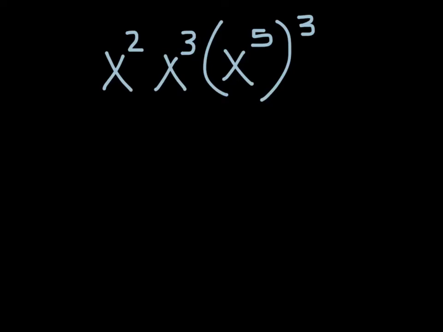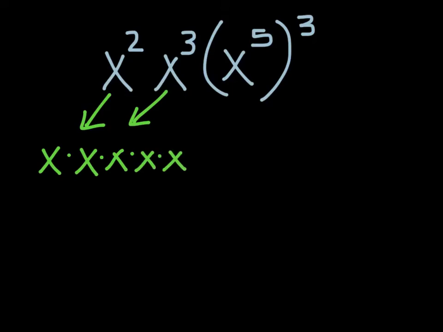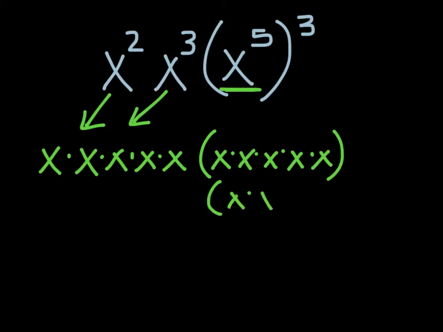So this one has x squared times x to the third, and then it has x to the 5th to the third. Now this power of 3 only goes with the x to the 5th. So if we take a look at these first ones, it's really x times x, because it says x squared. X to the third is x times x times x. And then I have to do x to the 5th, that's 5 x's. I've got to do that 3 times.